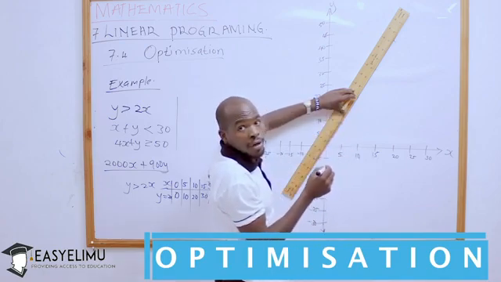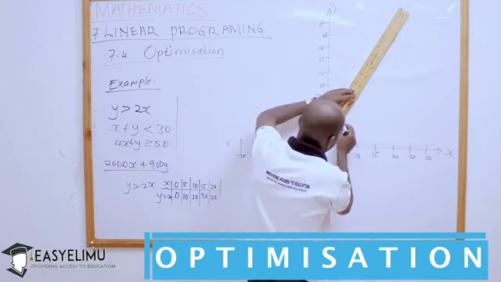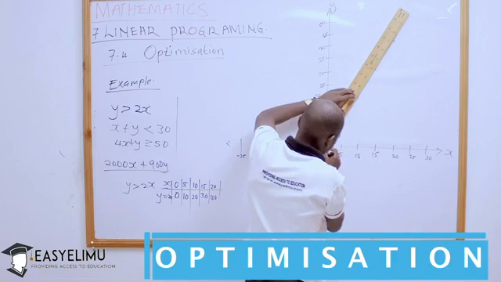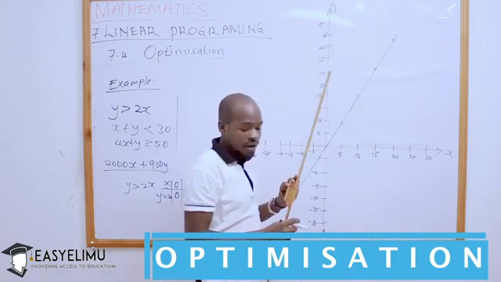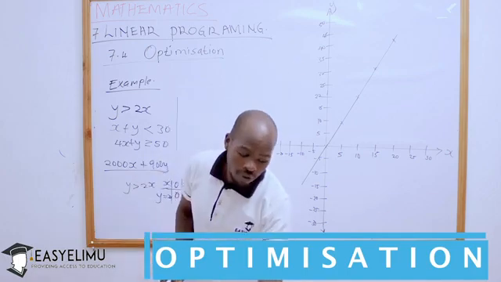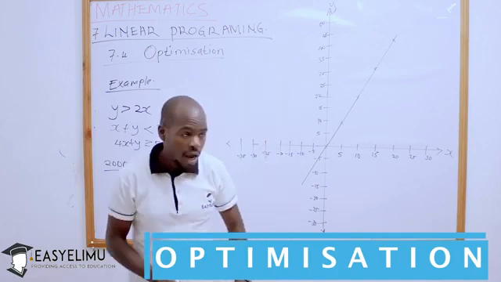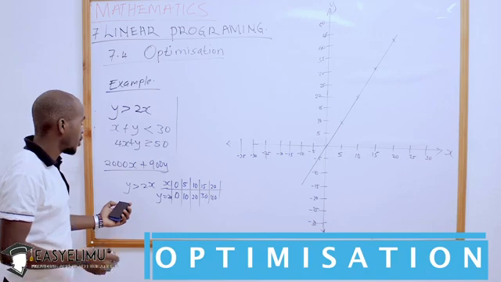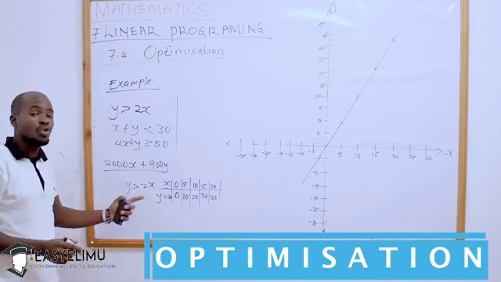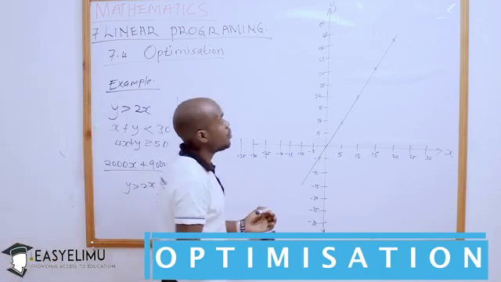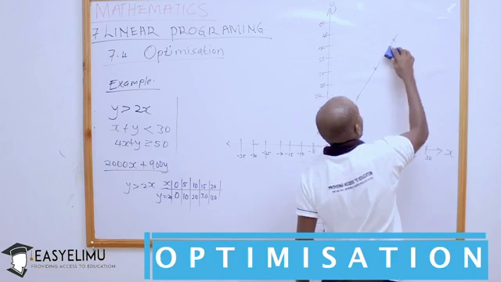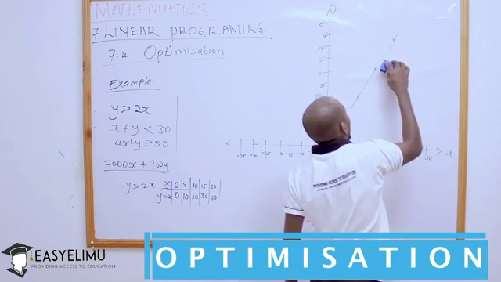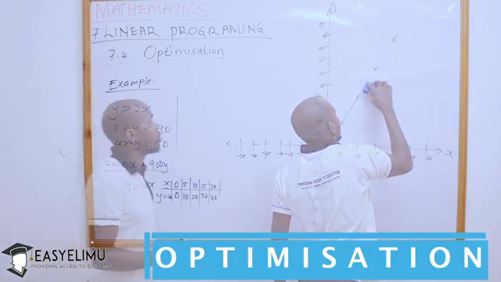If I join the dots now, we shall find that it's a straight line passing through the origin. And remember, we said we are drawing a line of y greater than 2x, meaning that the line should be dotted, not continuous. So I will make my line dotted, 2x.